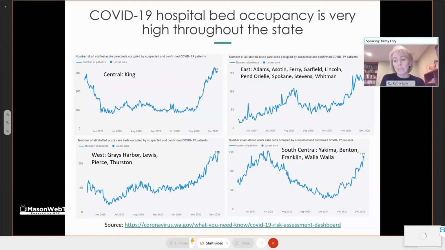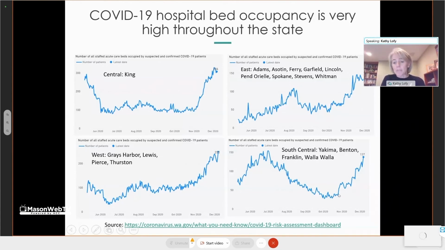We may not have that ability to do that because hospitals in all of our regions have very high bed occupancy, and many of them have much higher bed occupancy than they've had since the pandemic started. You can see that most of these areas continue to see increases.